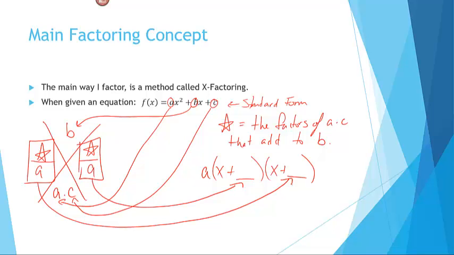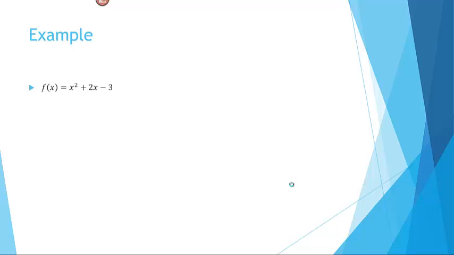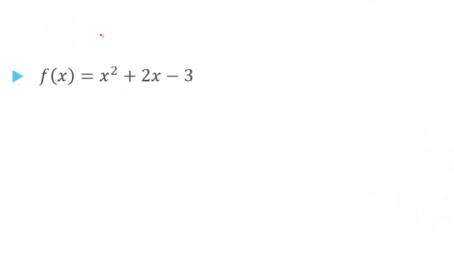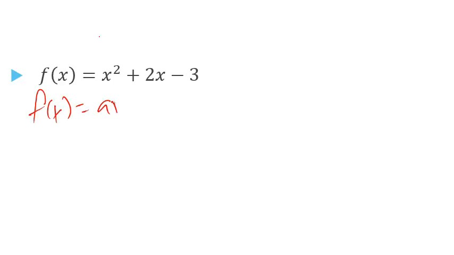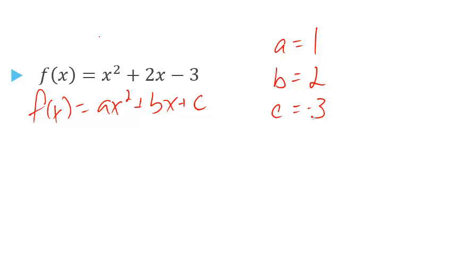So the best way to show you all this is to just do a few examples. So let's get into it. Example 1, we have f of x equals x squared plus 2x minus 3. Remember that we're going to have f of x equals ax squared plus bx plus c. So a equals 1, b equals 2, and c equals negative 3.